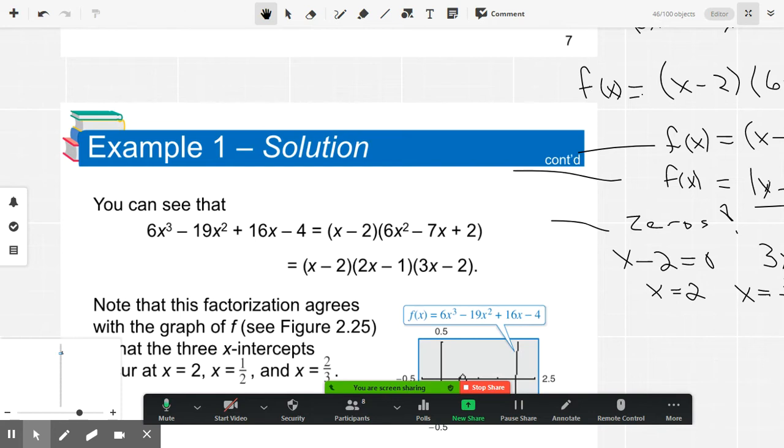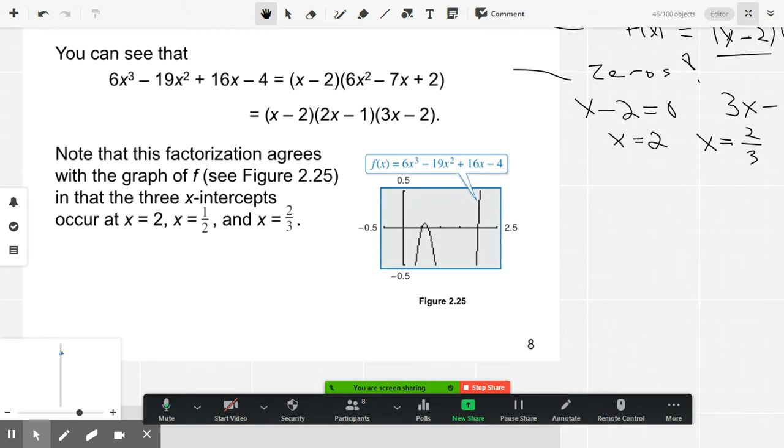So basically, we started with 6x cubed minus 19x squared plus 16x minus 4. We started the factoring by finding a zero on the graph that was obvious, x equals 2. That came from the factor x minus 2. Then we used long division, divided that out, and then we factored it to get our 3 zeros. Okay, so a little bit of a long process.